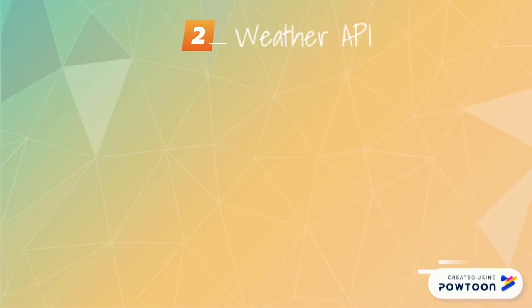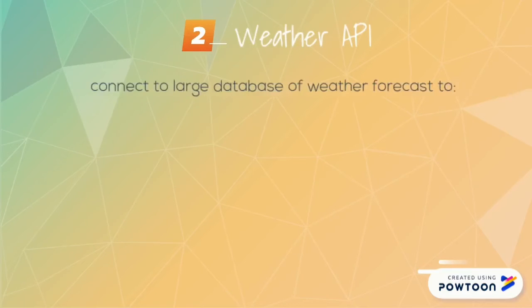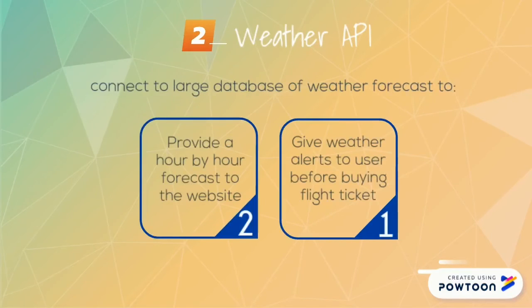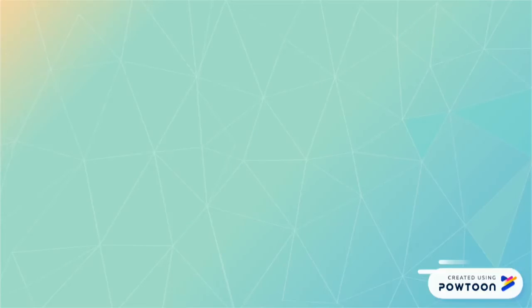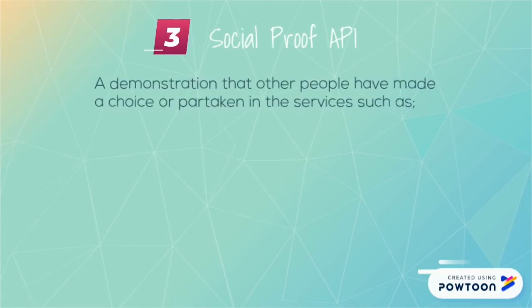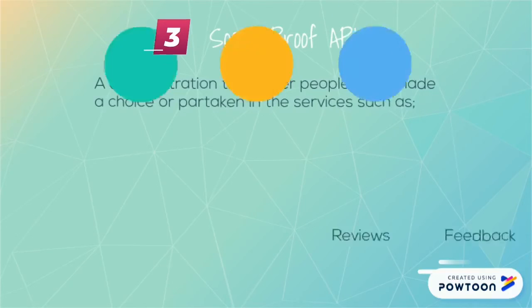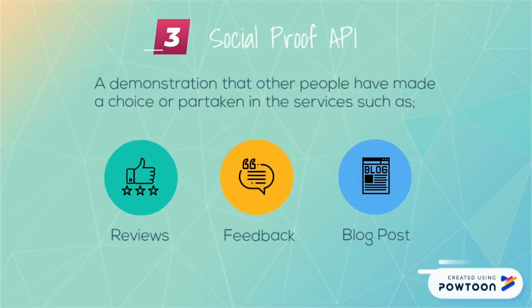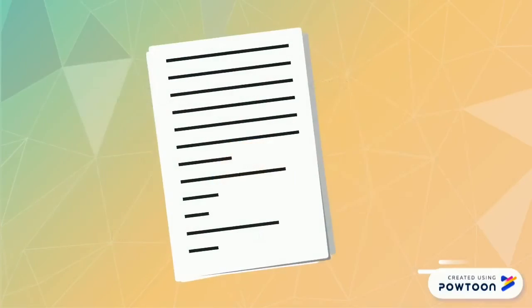Second is the Weather API. It connects to a large database of weather forecasts to provide an hour-by-hour forecast to the website and give weather alerts to users before buying flight tickets. Third is the Social Proof API. It is a demonstration that other people have made a choice or partaken in the service, such as giving reviews, feedback, and blog posts to the customer.